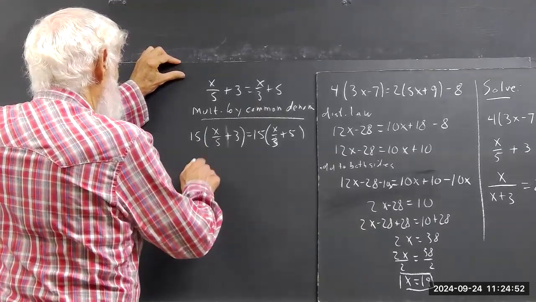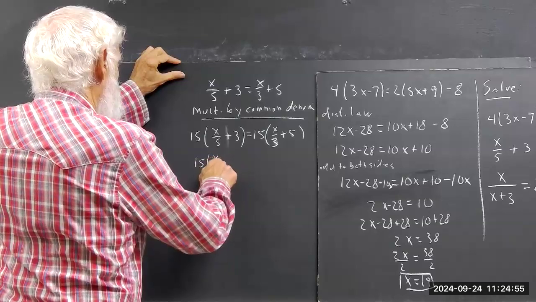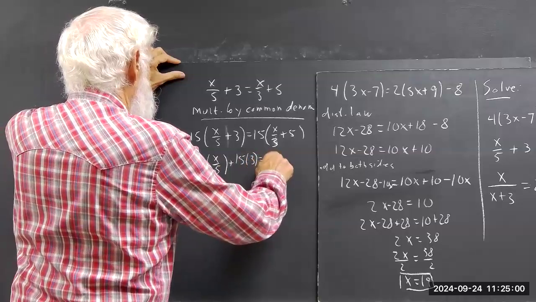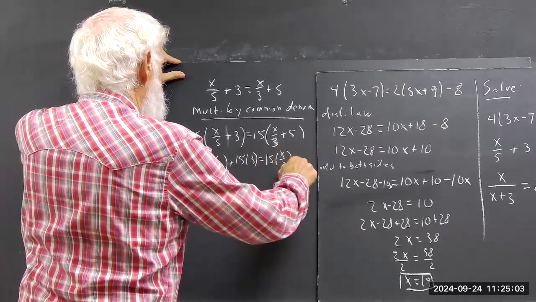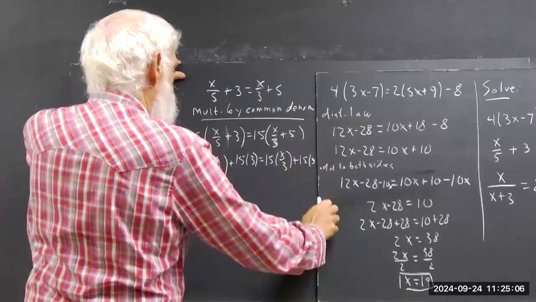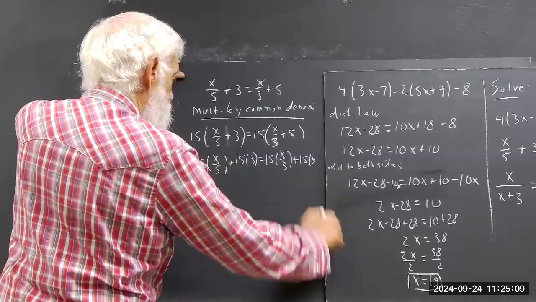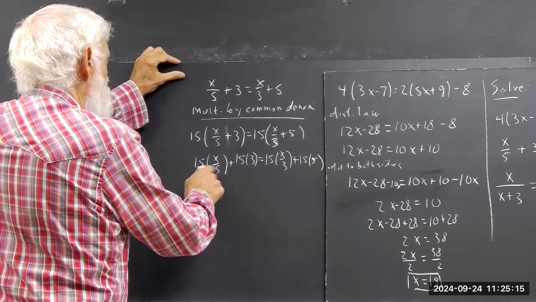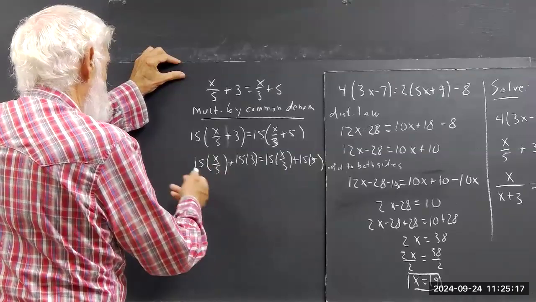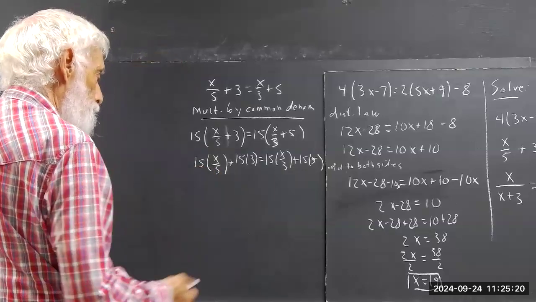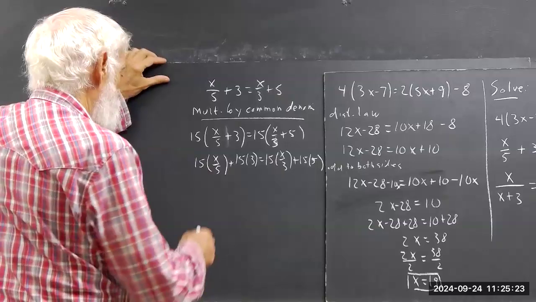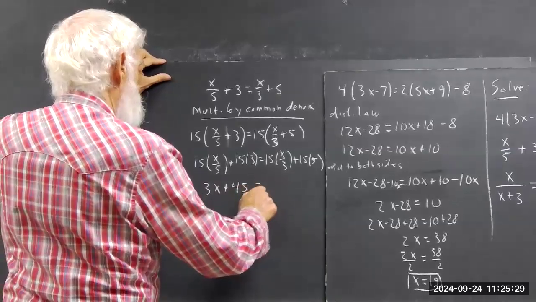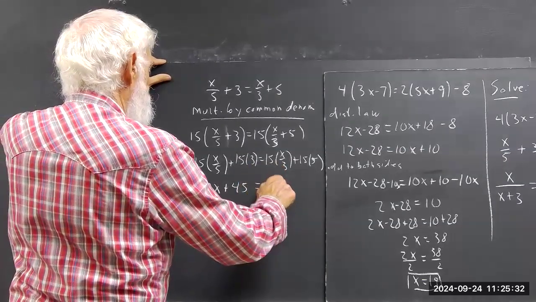Okay, so use the distributive law. 15 times x over 5 plus 15 times 3 equals 15 times x over 3 plus 15 times 5. Okay, so that's like 15 over 1 times x over 5. It could be 15 over 5 times x over 1. You'd have the same numerator and denominator. So you can divide the 5 into 15 and you get 3x. And you divide 3 into 15, get 5x.